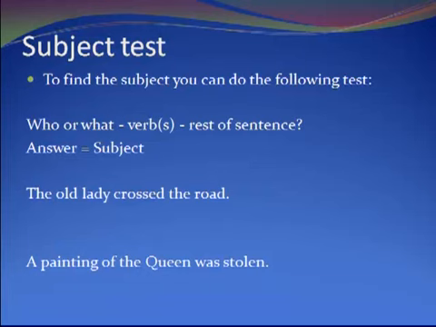"A painting of the Queen was stolen." What was stolen? A painting of the Queen. And that's exactly where the pronouns go. So you get "she crossed the road," "it was stolen." So they are the subject.